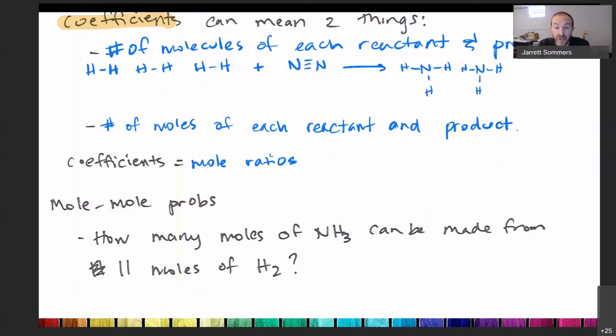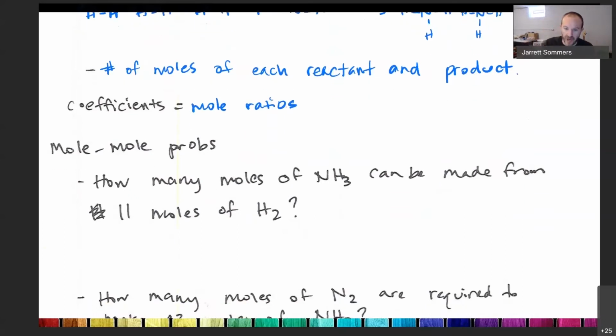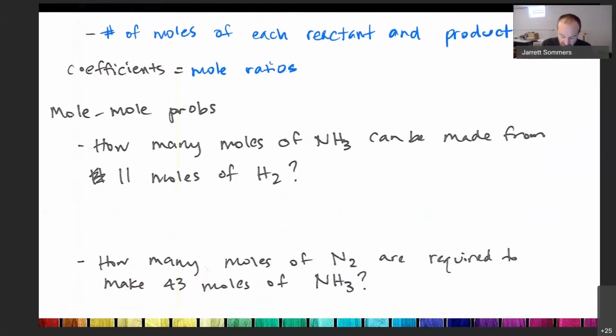You're able to convert between either the products or the reactants or anything in between to make some inferences or calculations on how much of one you would need if you had another. Okay, and there's sort of two kinds of problems for them. The first one is called a mole-mole problem. And I'm going to rewrite the reaction here.